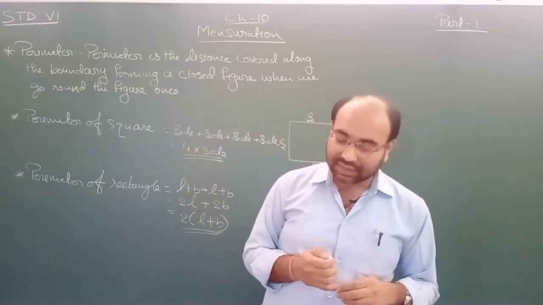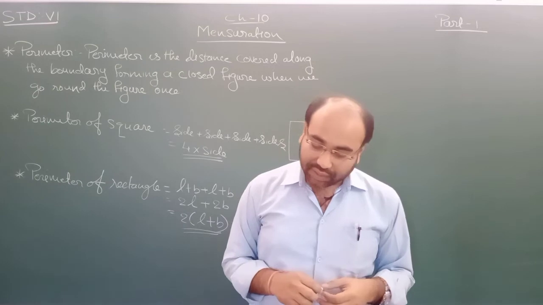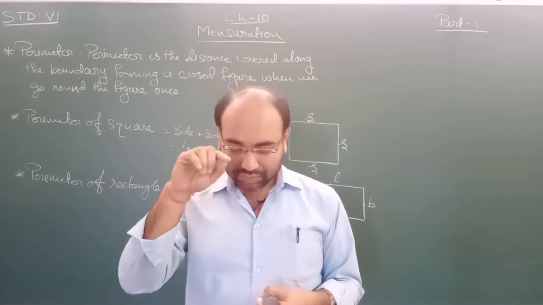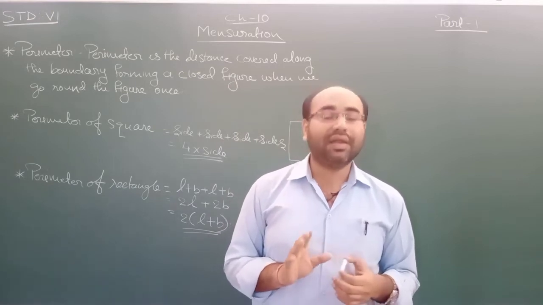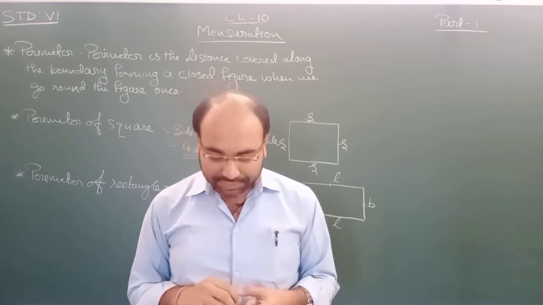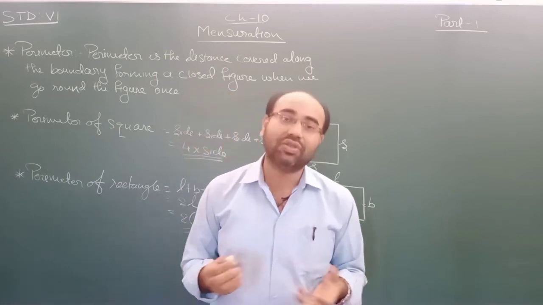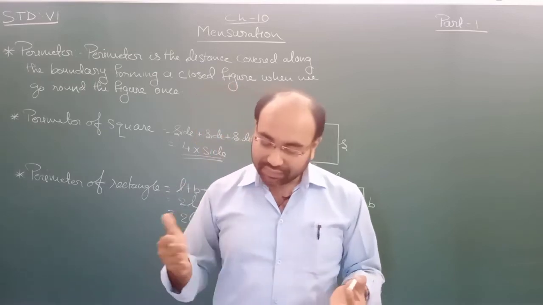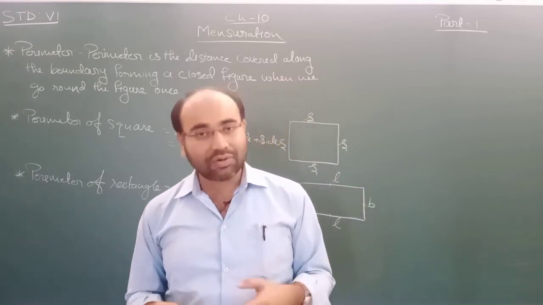Now let us come to exercise 10.1 on page number 212. In that, question number 1 we have to do in the textbook only. The figures are already given with sides mentioned. You have to just find out the perimeter of that figure. Like the first one, if you see, it is a four-sided figure, a quadrilateral. So 4 plus 2 is 6, 6 plus 1 is 7, and 7 plus 5 is 12. So the answer will be 12 centimeter. In the same way, do all the figures given in the textbook only. No need to make the figures in the notebook and then solve them.